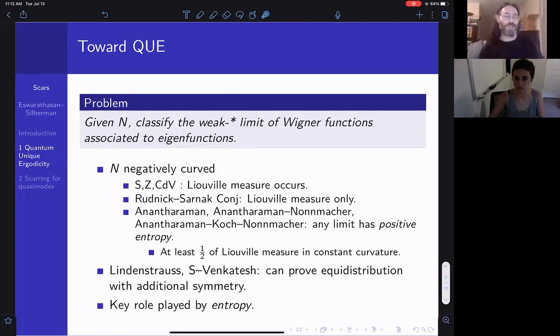One special case where there was a lot more progress was the work of Lindenstrauss, which showed that if you add additional symmetries, not just periodic boundary conditions of the compact manifold, but also number theoretic symmetries, so-called Hecke operators, then the joint eigenfunctions actually become equidistributed. Lindenstrauss proved this for compact hyperbolic surfaces in the congruence case. And with Venkatesh, we generalized this to some higher rank symmetric spaces. And again, a key role is played by this notion of entropy.